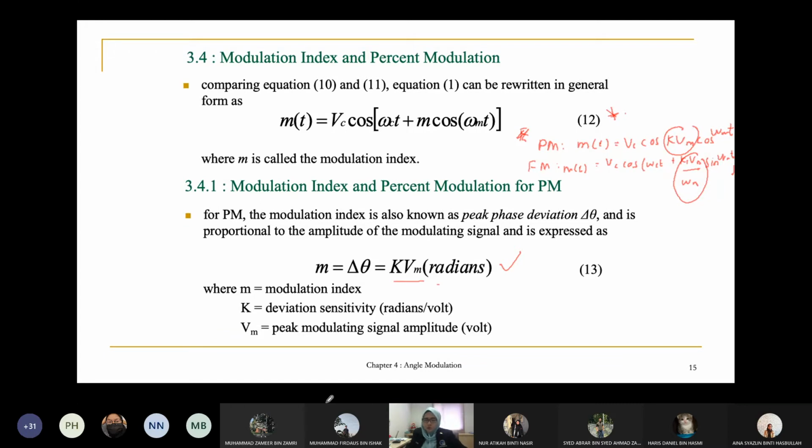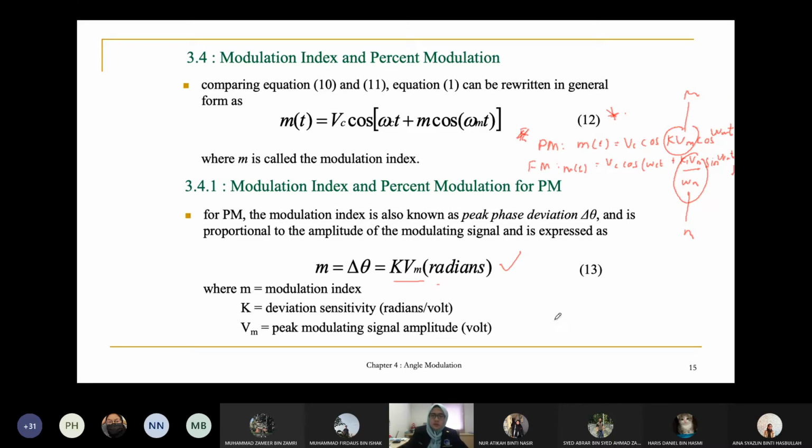The formula is m equals k Vm, where k is the deviation sensitivity. In questions, you will be given the value of the deviation sensitivity k. This is for phase modulation. But for frequency modulation, the m is k Vm over omega_m. So you must remember that the modulation index for frequency modulation and phase modulation is different. For phase it is m equals k Vm. For frequency it is m equals k Vm over omega_m.